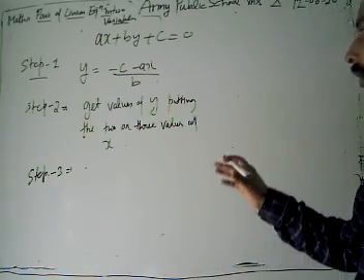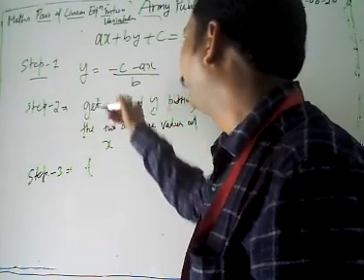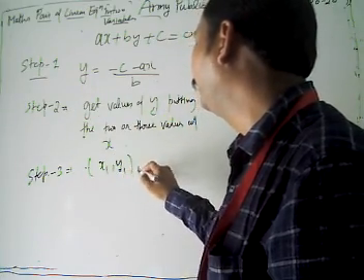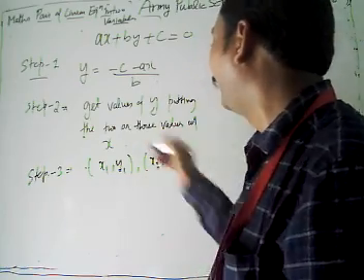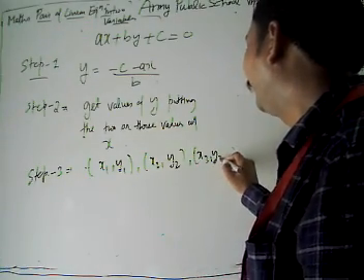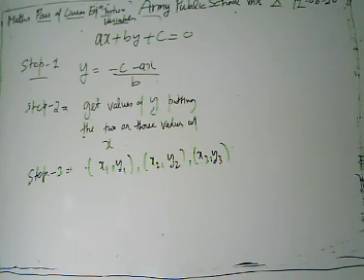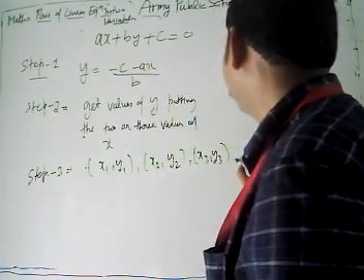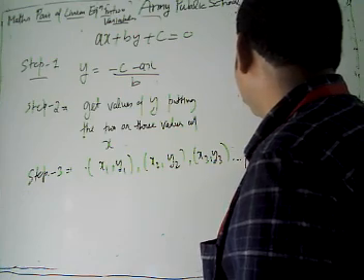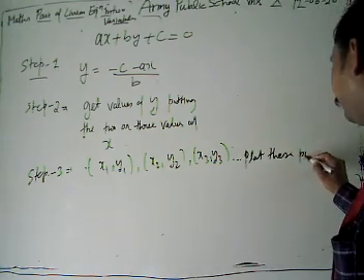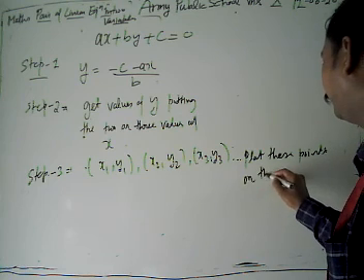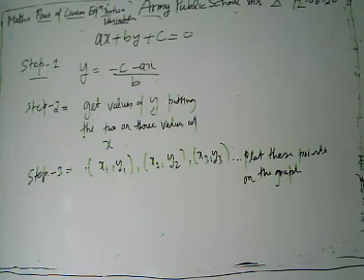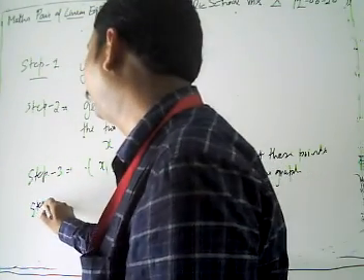What do we do? Suppose we put the value of x1, then we get the value of y1. On x2, we get the value of y2; on x3, we get the value of y3. What do we do next? In the third step, we are going to plot this point on the graph. This is our step number 3. Plot this point on the graph, and then what is our last step?